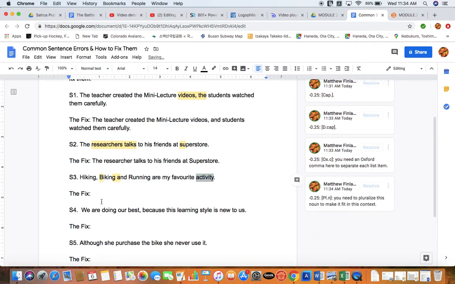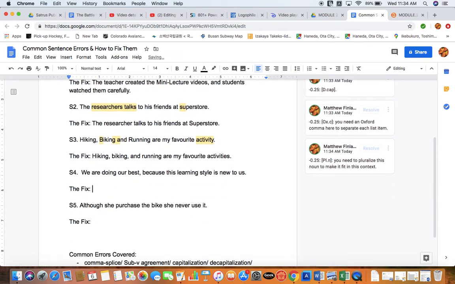Okay, so my notes would look something like this. And you guys are, I'm sure, getting used to that. So how would we fix it? Perfect. All good now. Sentence number four. We are doing our best, comma, because this learning style is new to us.